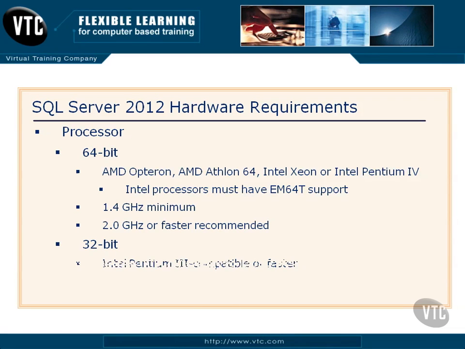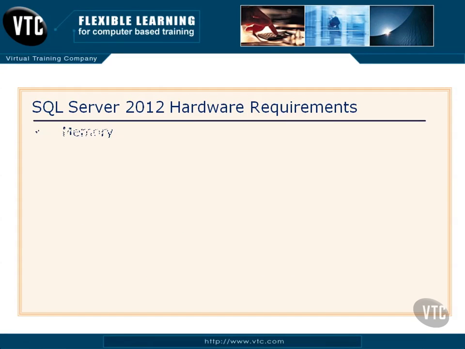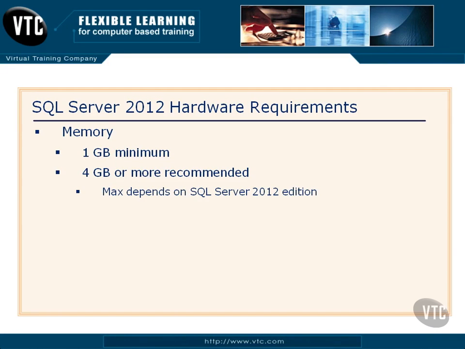On the 32-bit side, Intel Pentium 3 compatible or faster. You do want to be faster. And a 1.0 gigahertz minimum. Again, 2 gigahertz or faster recommended for that. On memory, 1 gigabyte minimum. 4 gigabytes or more are recommended. And I can just tell you with SQL Server, the more RAM you can throw at it, the better. And the maximum depends on your SQL Server 2012 edition.